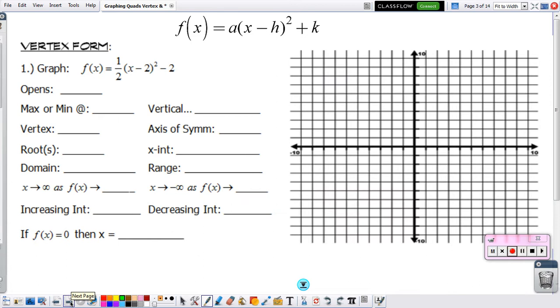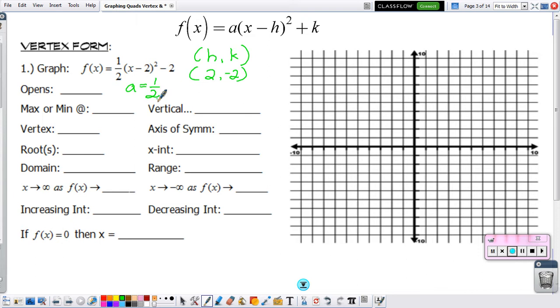All right, so our first equation, we have f of x equals 1/2, parentheses, quantity x minus 2 squared minus 2. When I look at this equation, I want to pull out my vertex first. Okay, so when I look at this, I see that my vertex here is 2, -2. My A value is 1/2.